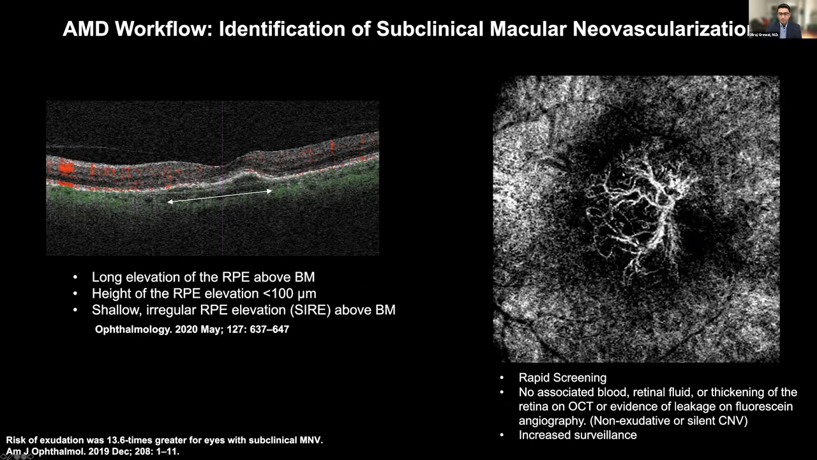And you can see that on the right on this OCT image that reveals nicely a type 1 lesion. So it's a very rapid screening tool to identify such eyes, particularly those which do not have associated blood, retinal fluid, or thickening of the retina on OCT, or any evidence of leakage on fluorescein angiogram. This allows you to discuss with the patient the importance of increased surveillance in such eyes, because we know that the risk of exudation in such eyes is almost 14 times greater than those without such lesions.